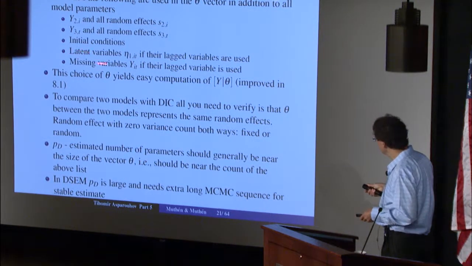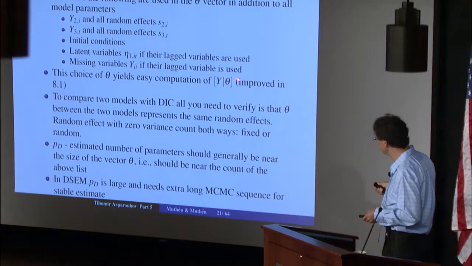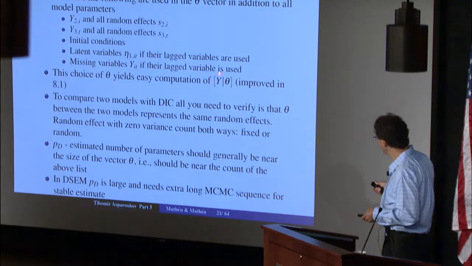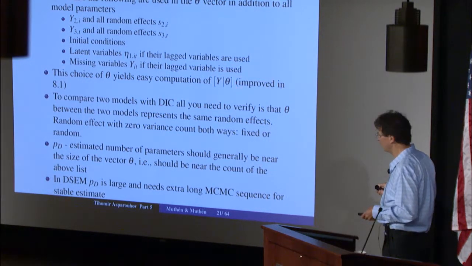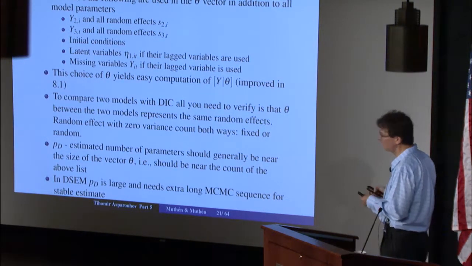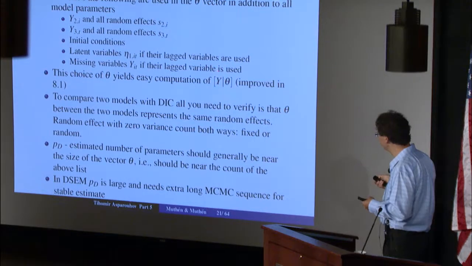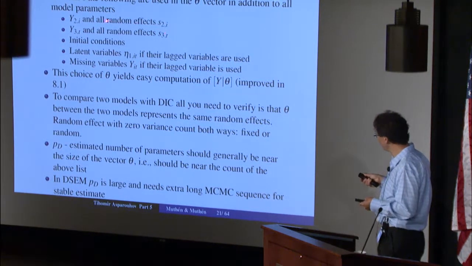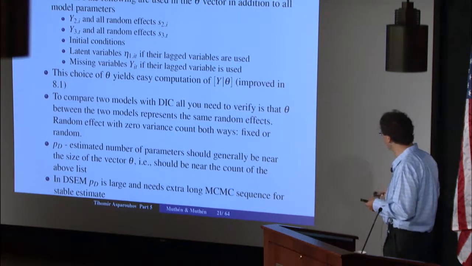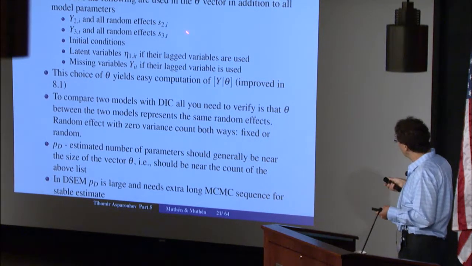The reason we have this block, all these quantities here, is to make the computation of the deviance very easy and fast. For each MCMC iteration we have to compute that, and we don't want this to be very complicated. And so that's why we have a longer list of elements in the theta vector.